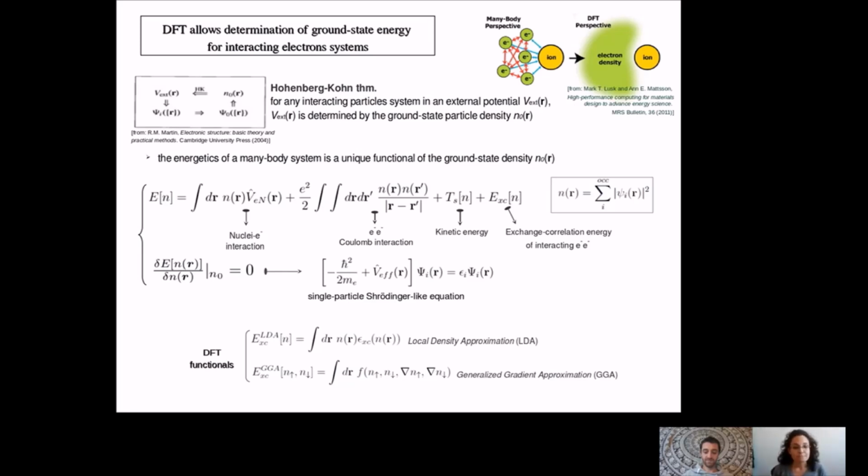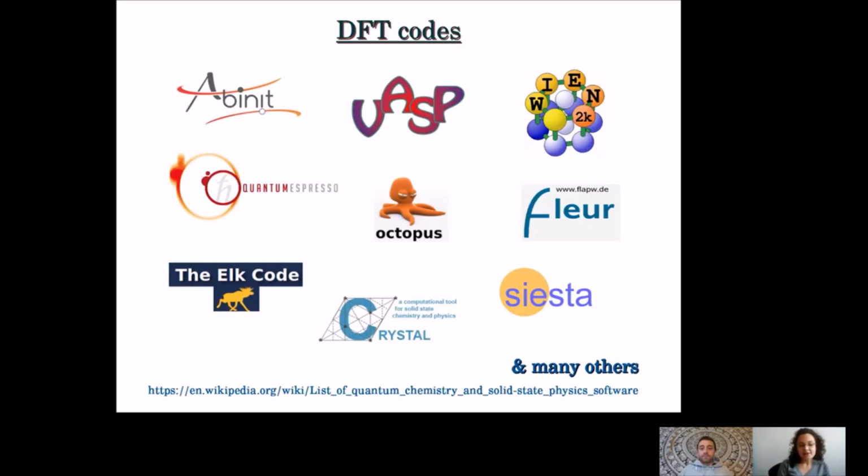This is because DFT is based on the computation of the electron density. In fact, the fundamental of DFT is that any property of a multiparticle system is a functional of the ground state density. The most known and used functional approximations are the local density and generalized gradient approximation. And nowadays, DFT is successfully implemented in a huge variety of different codes and software. And so let's now see some examples.